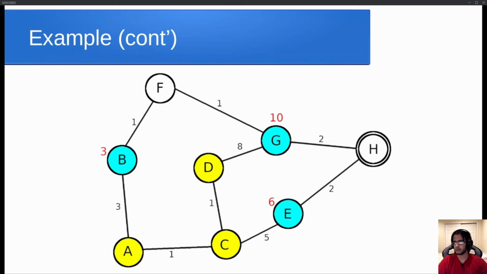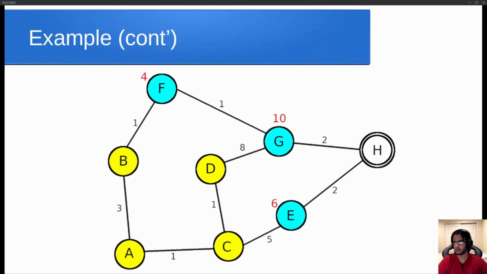All right, so we see G now. We can get there from A to C to D to G, with a value of 10. But we're going to pick B because it was the least expensive node in the fringe. So we expand B. Now we see F, with a cost of 4. F is now the least expensive node, so we pick that.